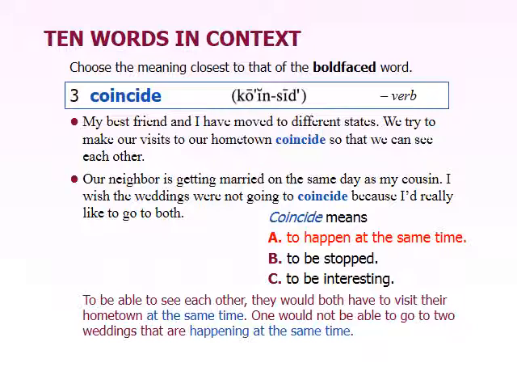So coincide has two parts, co and incide, which comes from the word incident, not inside as opposed to outside. Incident means an event, something that happens. So coincide means that there are two, or it could be more than two, events that are taking place at the same time. So that's the important thing, that there are two or more events and that they're happening at the same time.